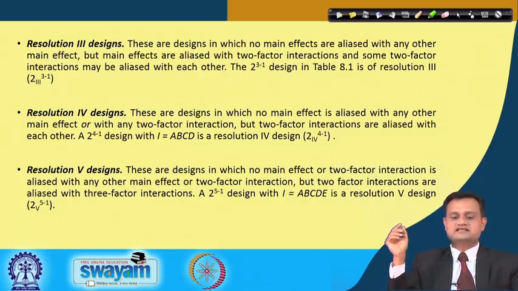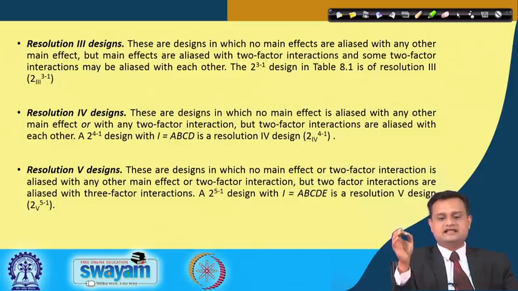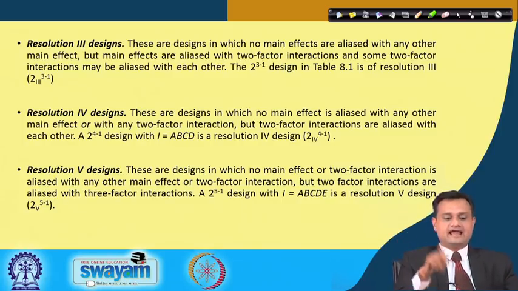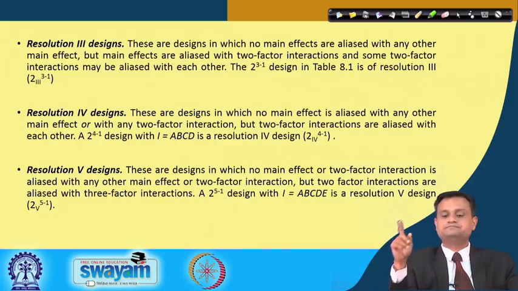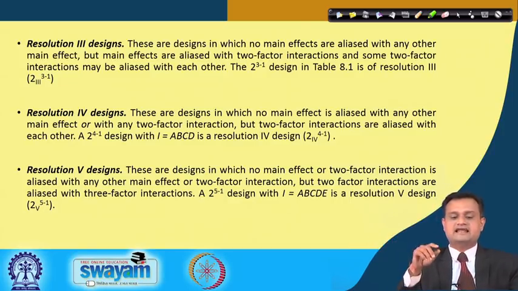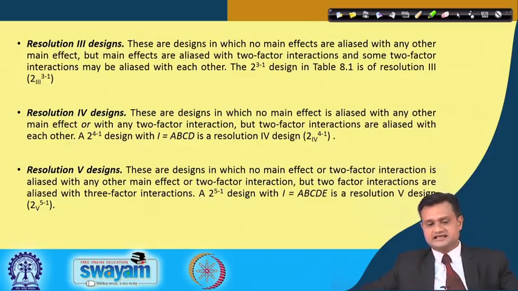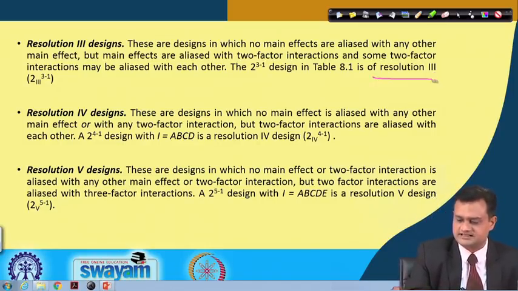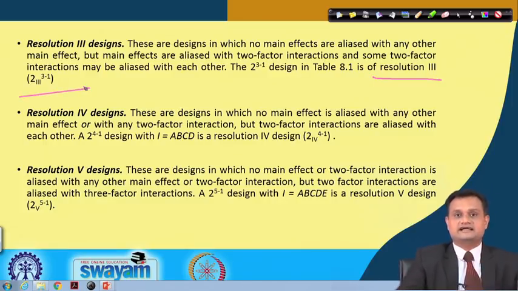A resolution 3 design means a design in which no main effects are confounded with any other main effect. So there is no confounding of the main effect, but main effects are aliased with 2 factor interactions, and some 2 factor interactions may be aliased with each other. So this is typically a resolution 3 design, expressed as resolution 3 design.